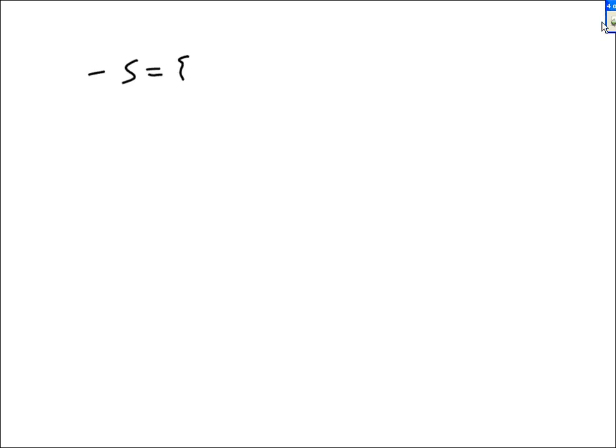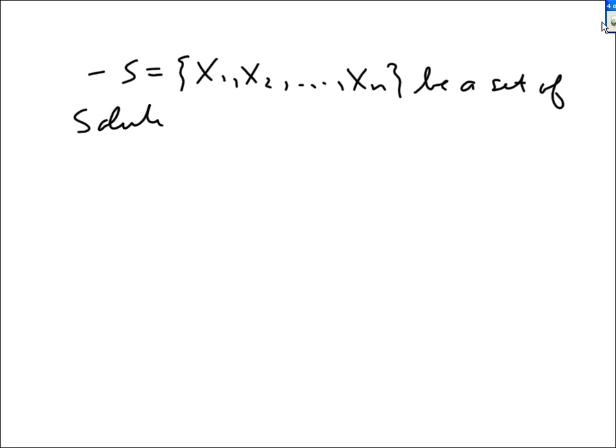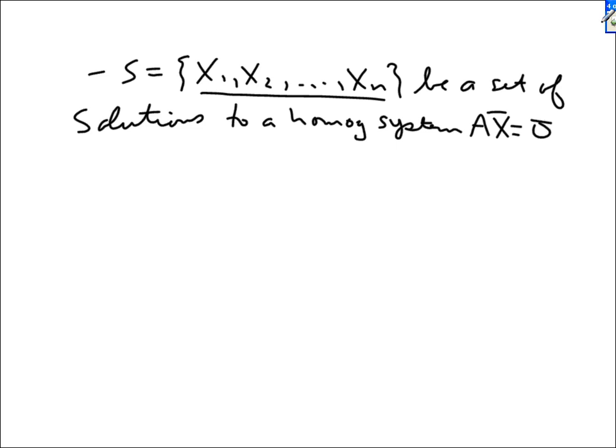Let S equal x1, x2, up to xn be a set of solutions to a homogeneous system AX equal to 0 vector. And nobody says that this is all the solutions. It's just a set of solutions. Oops. Not a big deal, but the word "let" did not come out.